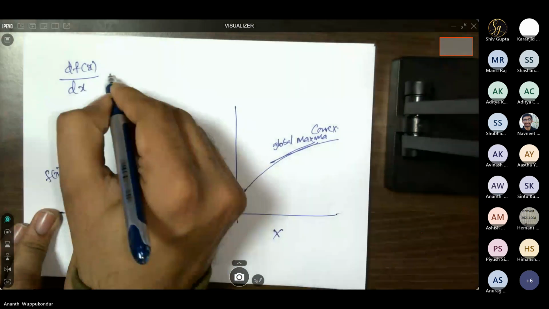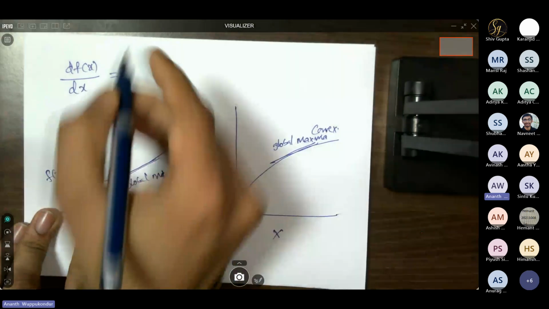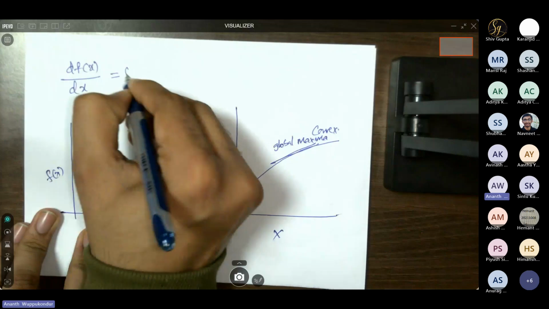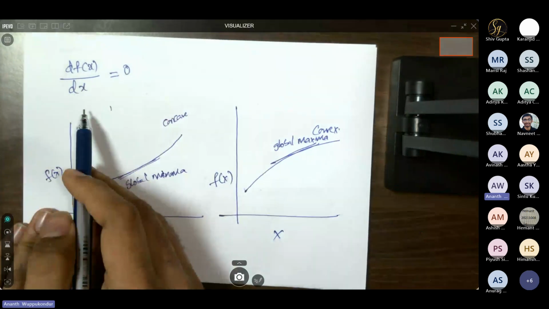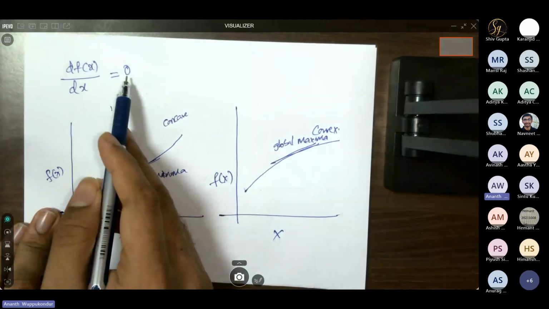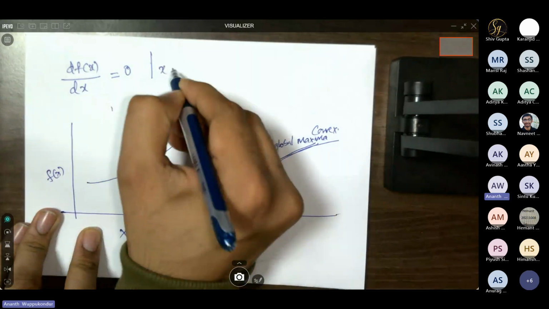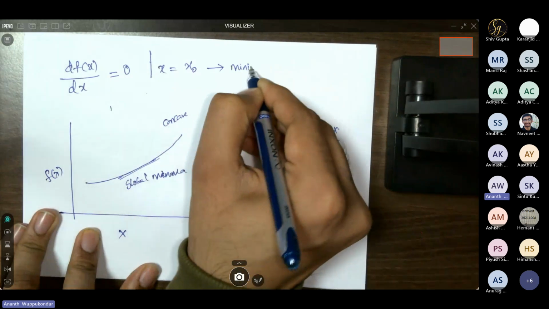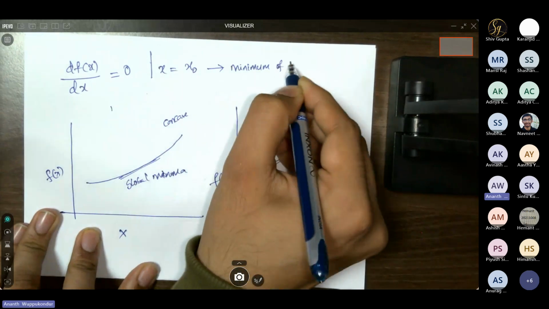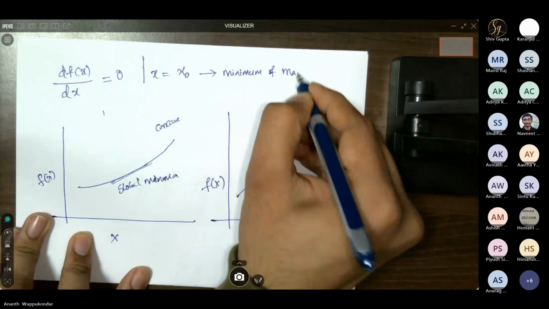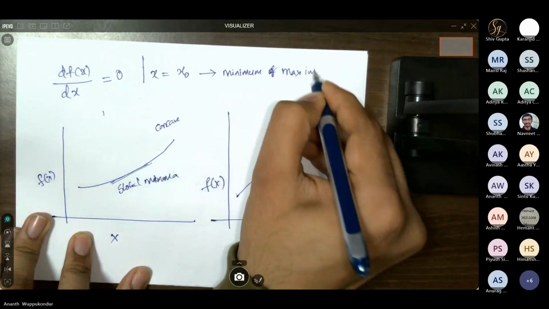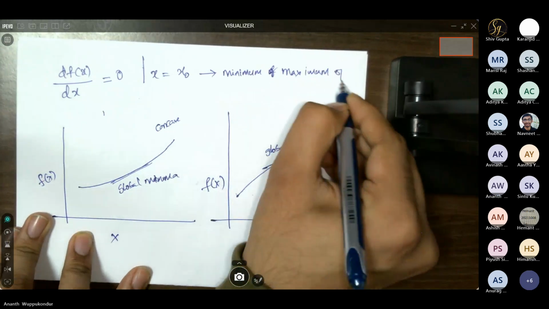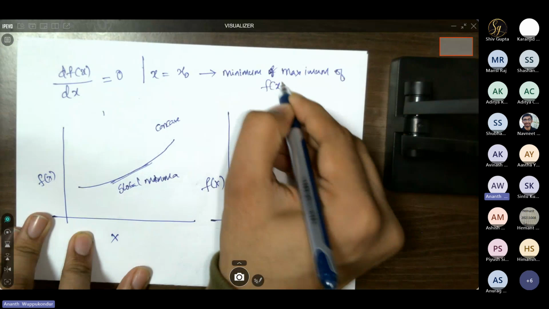And to get the local minimum and maximum, if you differentiate the function, df of x with respect to x, and equate it to 0, whatever x you get, for example, x equal to x naught, would be your minimum or maximum for that function f of x.